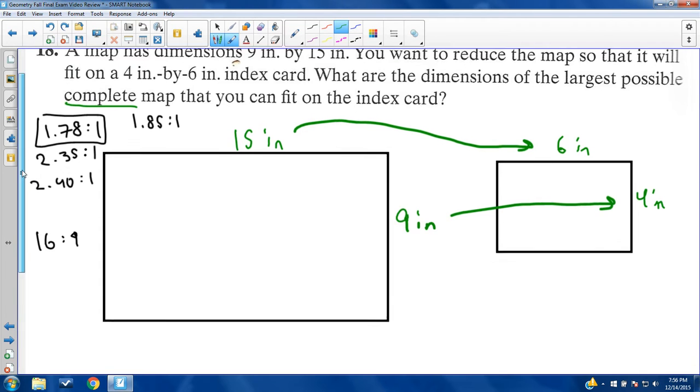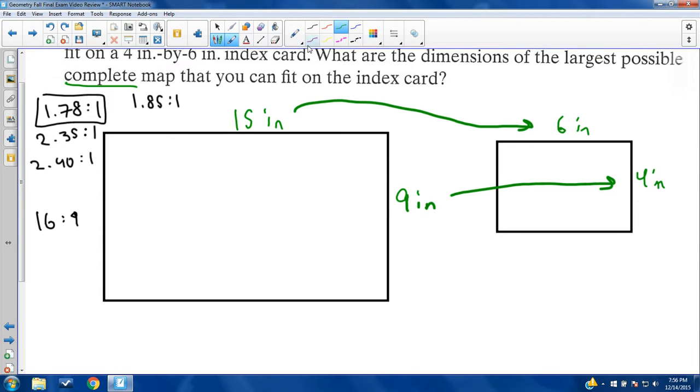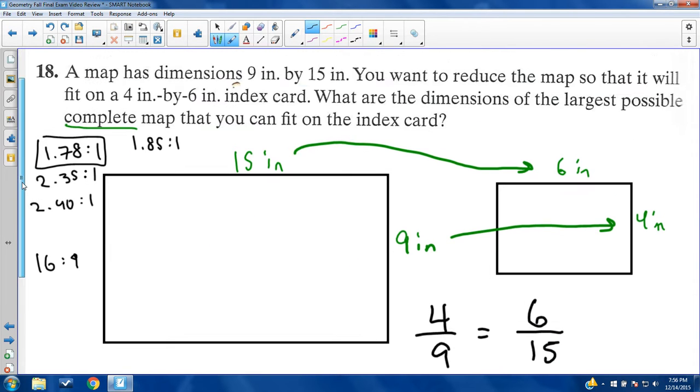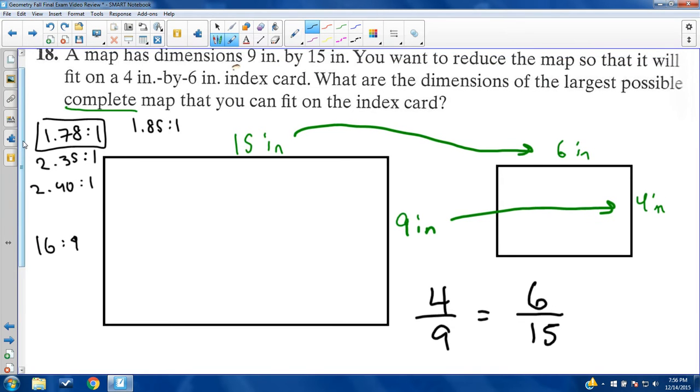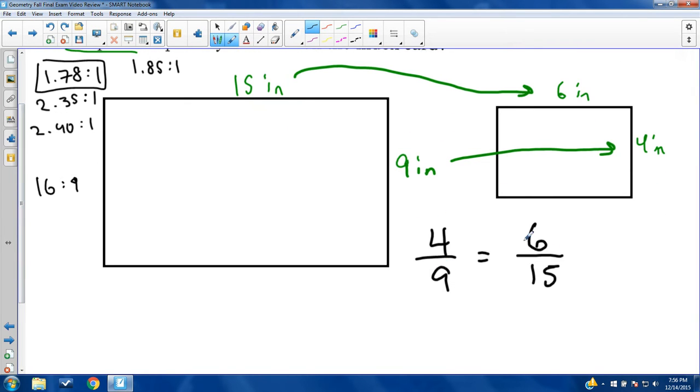What do I have to multiply 9 by to get 4? Well, you've got to do 4 divided by 9 to figure that out. And what do I have to multiply 15 by to get 6? I have to do 6 divided by 15 to figure that out. Remember, I have to get a complete map of this, and I have to shrink it on the index card. So which ratio will I use? Will I use 4 divided by 9 or 6 divided by 15? The answer is the smaller one. Whichever one is the smaller one is the one that's going to fit completely onto my map. I'll give you the reason when I calculate these.